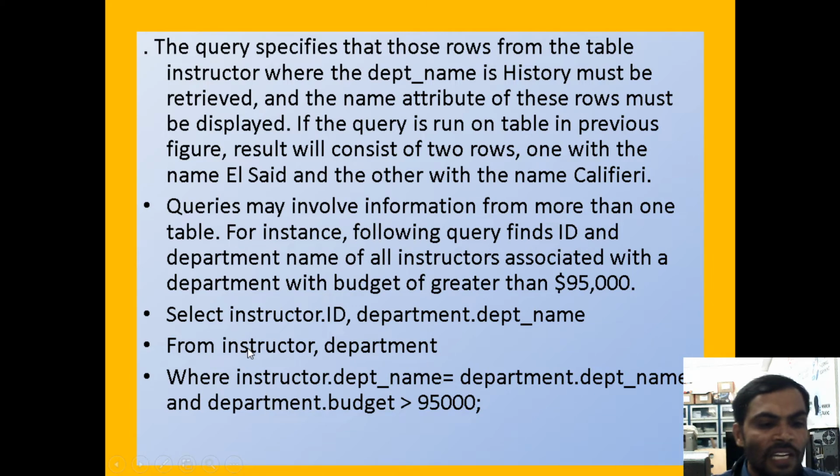Actually, we can retrieve information from more than two tables also. In the syntax, we have the select, and after the select we should compulsorily go for the from. After the from, we can declare the where clause. Under the from clause, we can declare up to n number of tables.